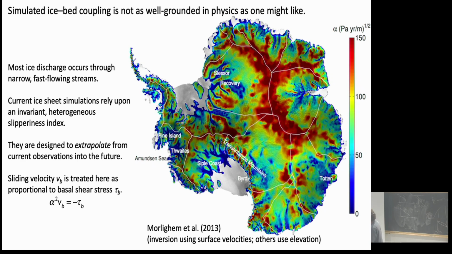So effectively, when we model things going forward, we can change the climate, we can change the amount of snowfall and the amount of melting and so forth. But we're really just extrapolating from current conditions because there's no physics allowing us to change alpha. Okay, the bed is not being described. It's only being parameterized.